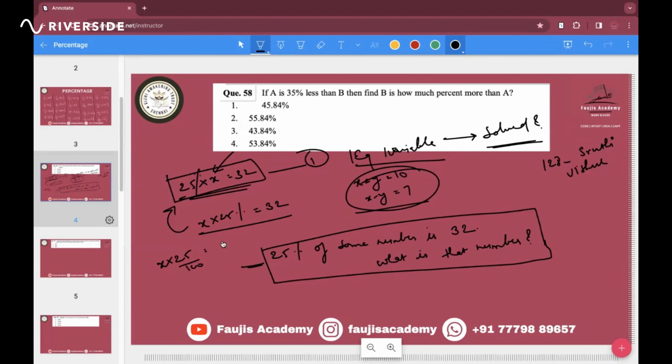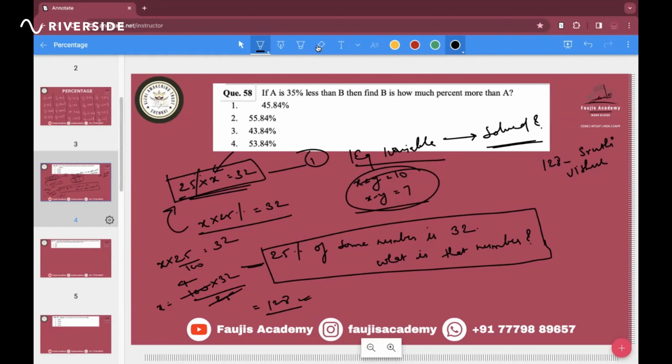So we can solve it, right? Now will you solve it? X is equal to 100 into 32 divided by 25. Can we cross it off 4 times? This is 128, as Shruti and Vishnu mentioned. Okay.